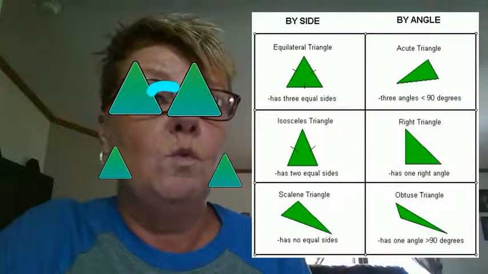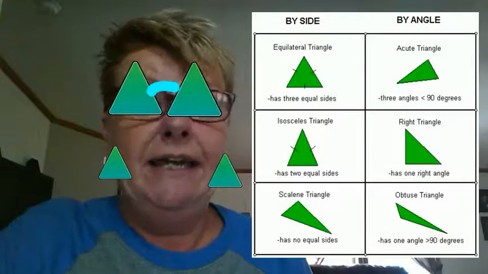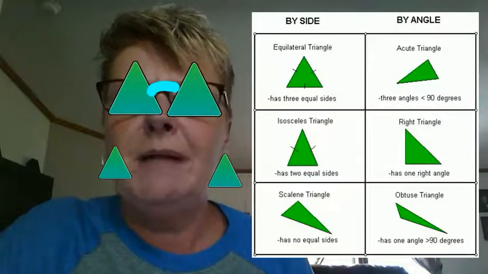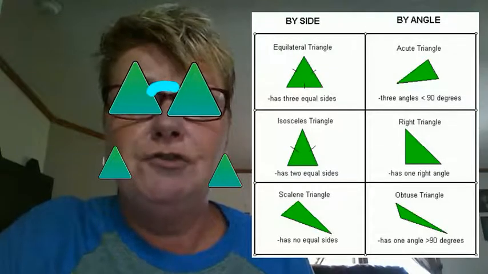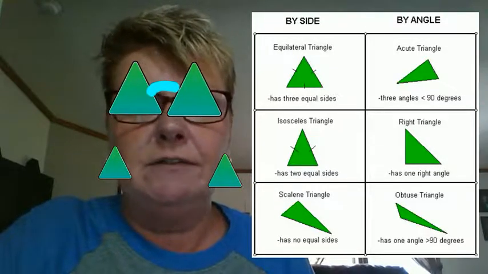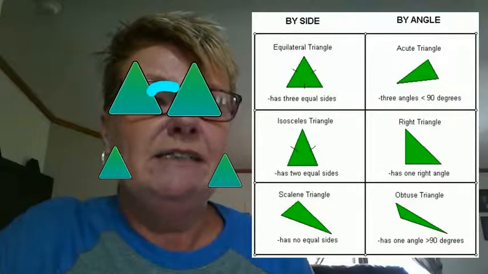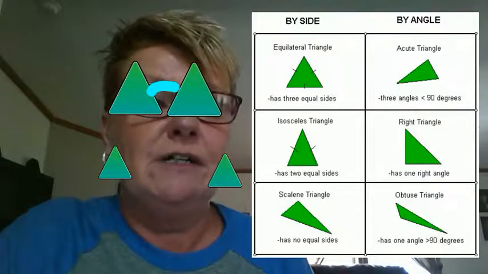Right means it has one right angle. It can't have two right angles. If it did, it wouldn't be a triangle. Grab your paper and try to draw a triangle that has two right angles. It won't work. It turns into a rectangle. So if it has one right angle, that makes it a right triangle.